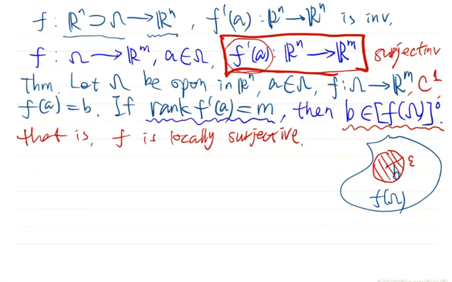That is, every point near B is a point in the image. Okay, so this is the reason why we call such a property locally surjective. It is reasonable to call such a property locally surjective. Therefore, this theorem means that if the linearization of F at the point A is surjective, then F itself is locally surjective. And our inverse function theorem says that if the linearization is invertible, then F is locally invertible.